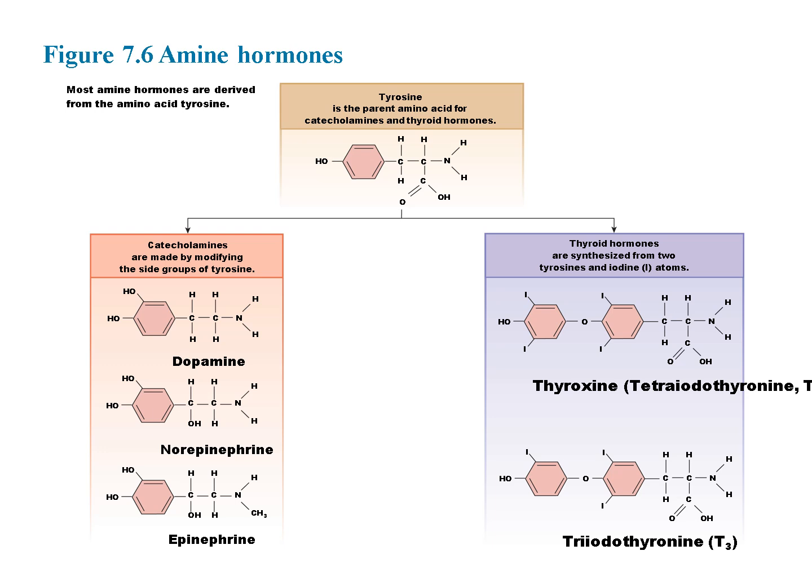Amine hormones are primarily derived from the amino acid tyrosine. Tyrosine serves as the precursor for both catecholamines and thyroid hormones. Catecholamines are synthesized by modifying the side groups of tyrosine and include dopamine, norepinephrine, and epinephrine. These hormones are involved in regulating mood, stress responses, and cardiovascular functions. Thyroid hormones, formed from two tyrosine molecules and iodine atoms, include thyroxine, or tetraiodothyronine, and triiodothyronine. These hormones are crucial for regulating metabolism, growth, and development by influencing gene expression.